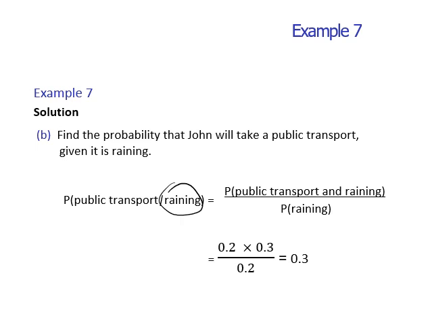The numerator is public transport and raining. So you go back to the previous slide, look for public transport and raining. That gives you 0.2 times 0.3. And the probability that it's raining, because 80% is sunny, 20% is raining. So you get a 30% chance that John is likely to take public transport given that it's raining. So it also means that when you know it's raining, the chance of John taking a taxi is actually 70%.